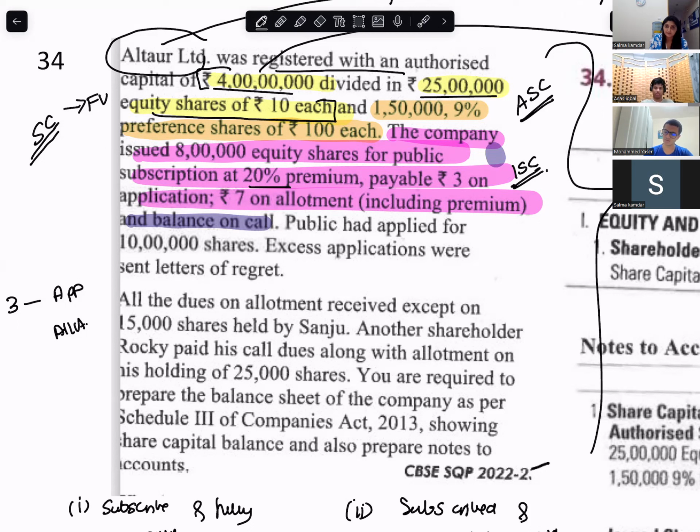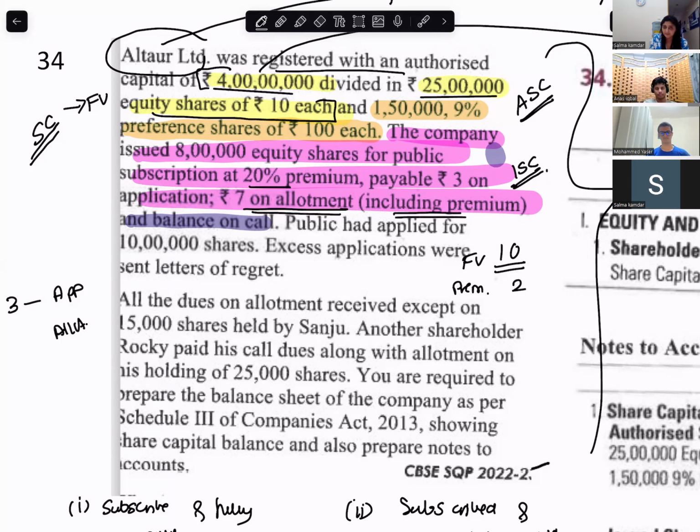Share is rupees 10. Very good. Premium is how much? Premium will be rupees 2. Okay, very good. How much is on allotment? 7.